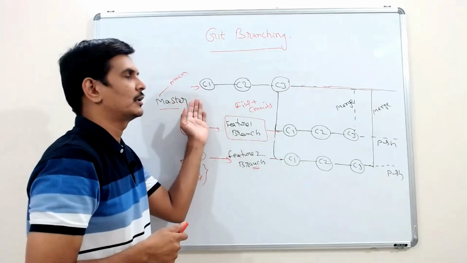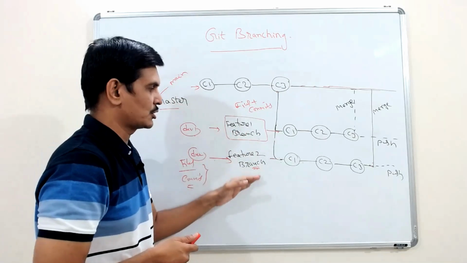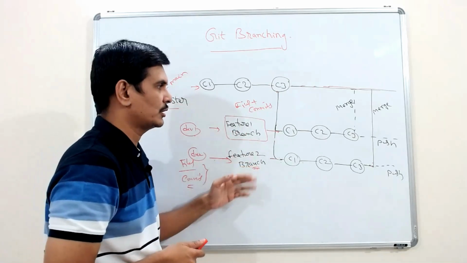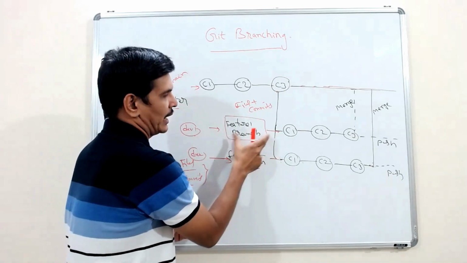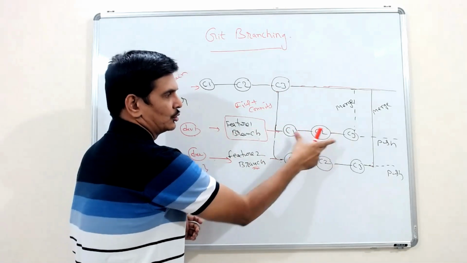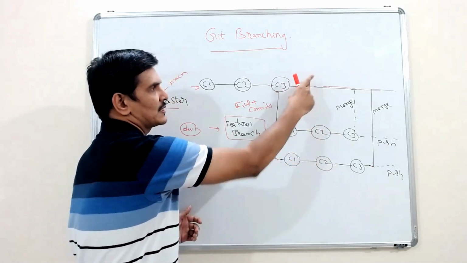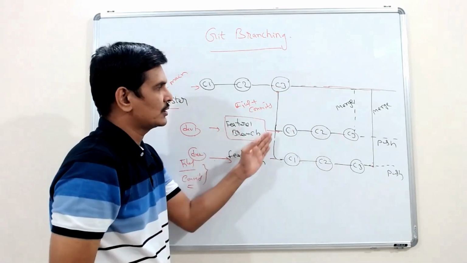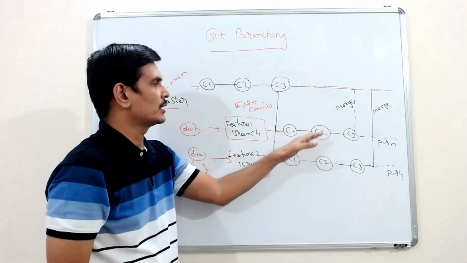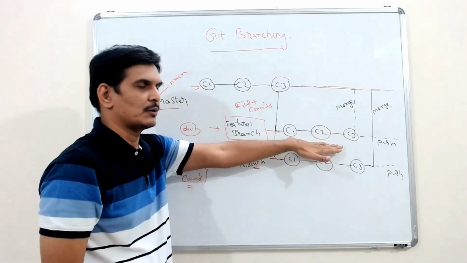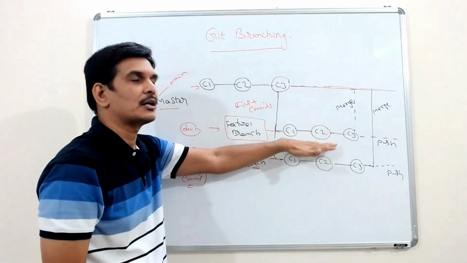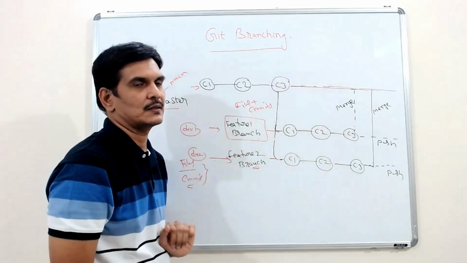Master branch is independent. Feature branch is independent. Feature two branch is independent. That means whatever files we are adding into this particular branch, those files will not be available in the master branch, and whatever commits or changes you are doing in the feature one branch, or we can say child branch, they are not impacting the master branch.